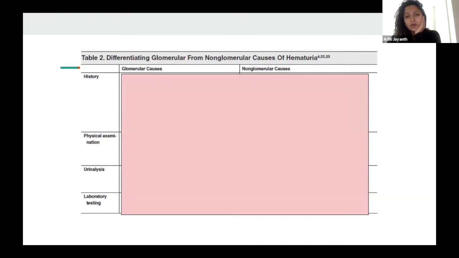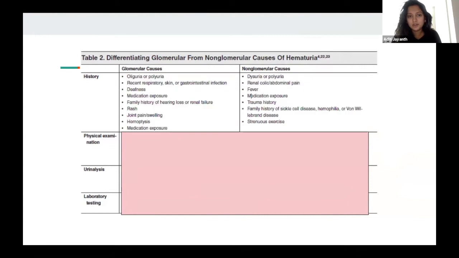What are some things in the history that would make you concerned about a glomerular cause of hematuria? A recent strep infection. Okay. Anyone else? No one else? Okay, so let's talk a little bit about it then.